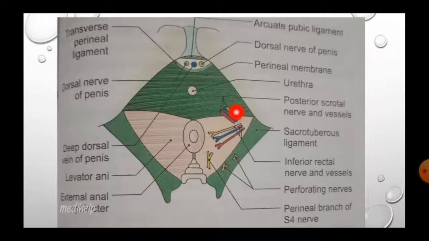Then the posterior scrotal, or the posterior labial in females, nerves and vessels cross the anterolateral part of the fossa and enter the urogenital triangle. Next, we have the perineal branch of the fourth sacral nerve. It enters the posterior angle of the fossa and runs over the levator ani to the external anal sphincter. Next, we have the perforating cutaneous branches of S2 and S3 nerves. They appear at the lower border of the gluteus maximus in the posterior part of the fossa, as you can see here.